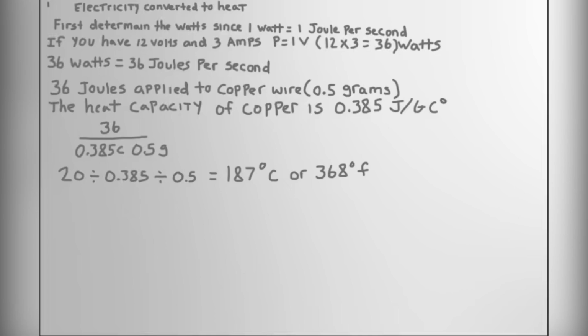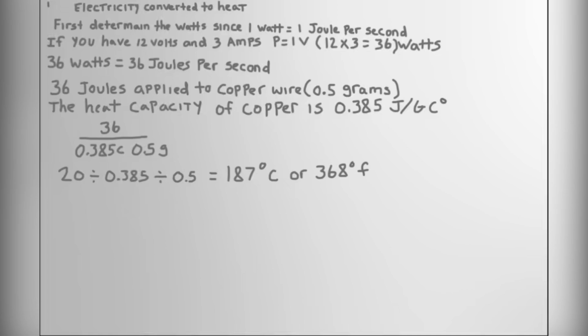Now, from what we understand about the electromagnetism section, we would need the heat capacity of the material the joules of energy are going to. I used copper, which is 0.385 joules per gram Celsius, and I chose a mass of 0.5 grams. So if 36 joules were to go into half a gram of copper, the formula would be 36 divided by the heat capacity of copper, 0.385, divided by 0.5 grams.